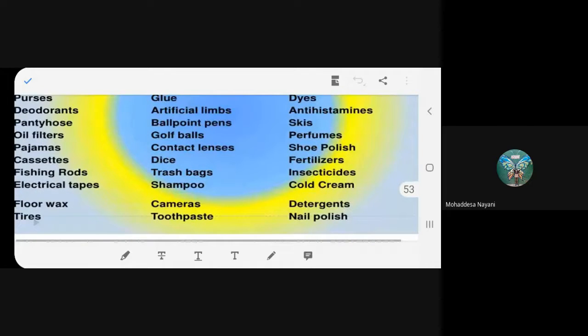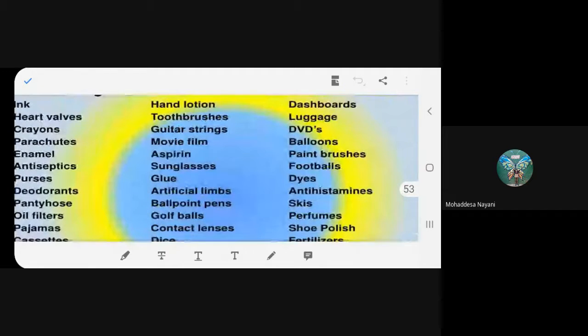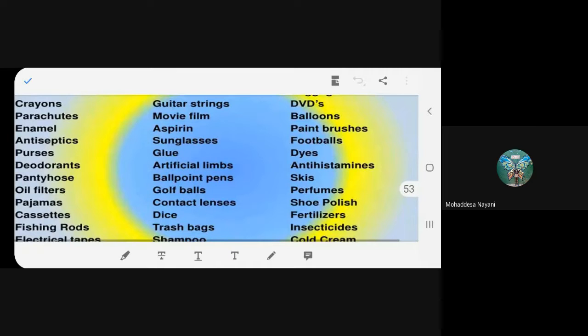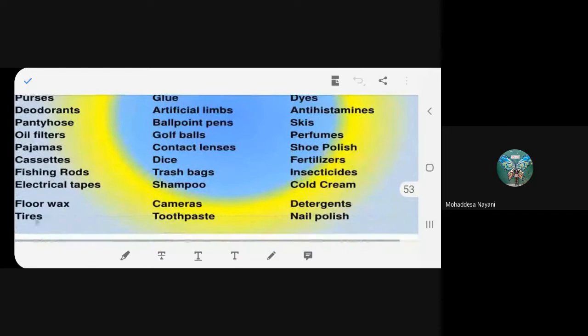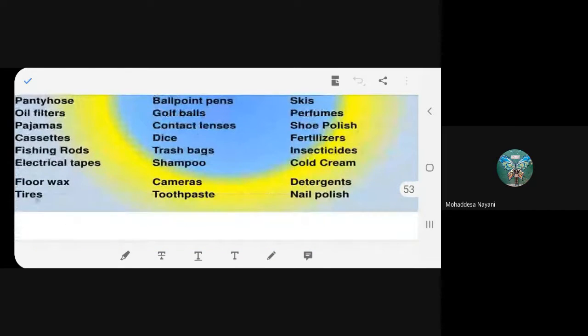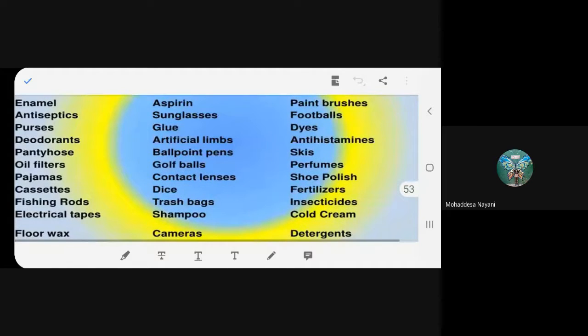Next. Hand lotion, toothbrushes, guitar strings, movie film, aspirin, sunglasses, glue, artificial leaves, ballpoint pens, golf balls, contact lens, dyes, trash bag, shampoo, cameras, toothpaste. Good. Next.